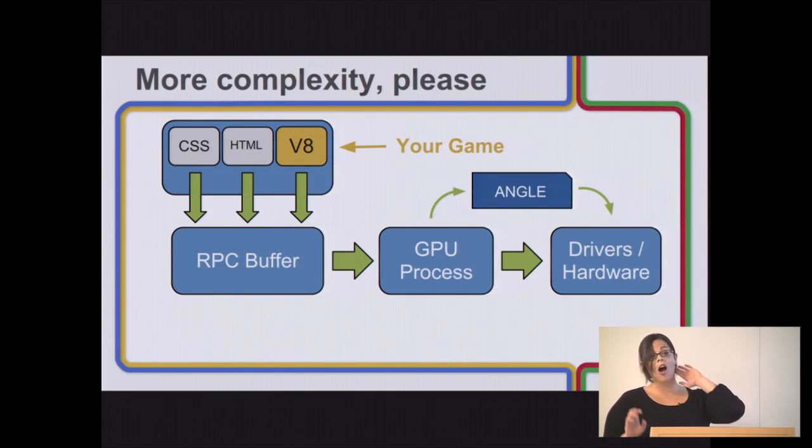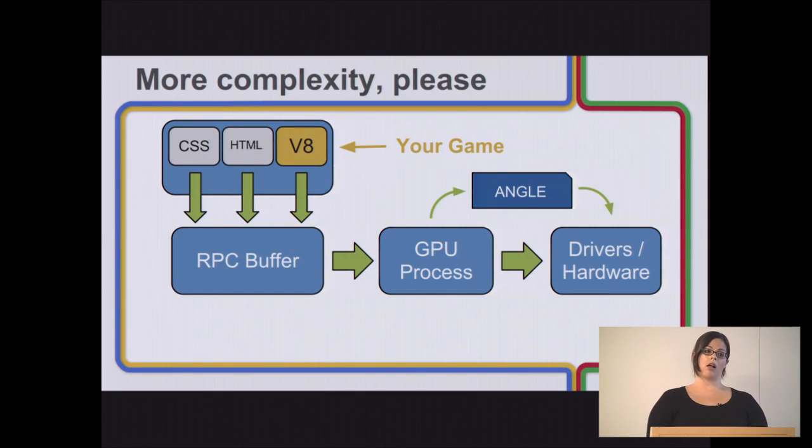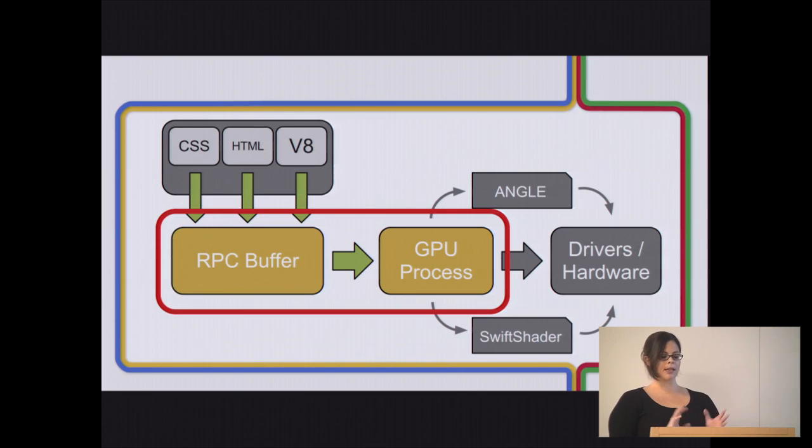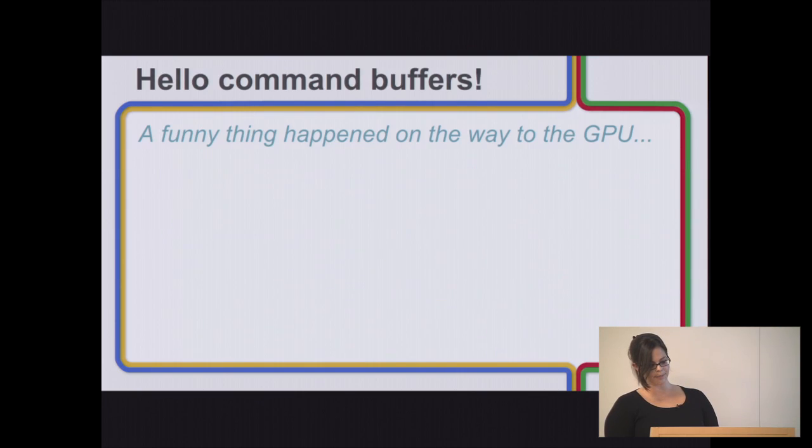But there are a couple of additional pieces of complexity here. One is that on Windows, where you don't have good OpenGL drivers, there's this layer called Angle, almost native graphics layer engine, and that will do a translation from OpenGL to DirectX. And then there's this other translation layer called SwiftShader. So on machines that don't have drivers that are good enough for WebGL, SwiftShader will actually do software rasterization. So there's all this complexity from your game on down into the actual rendering. So let's talk about that. First, let's talk about the RPC buffer part.